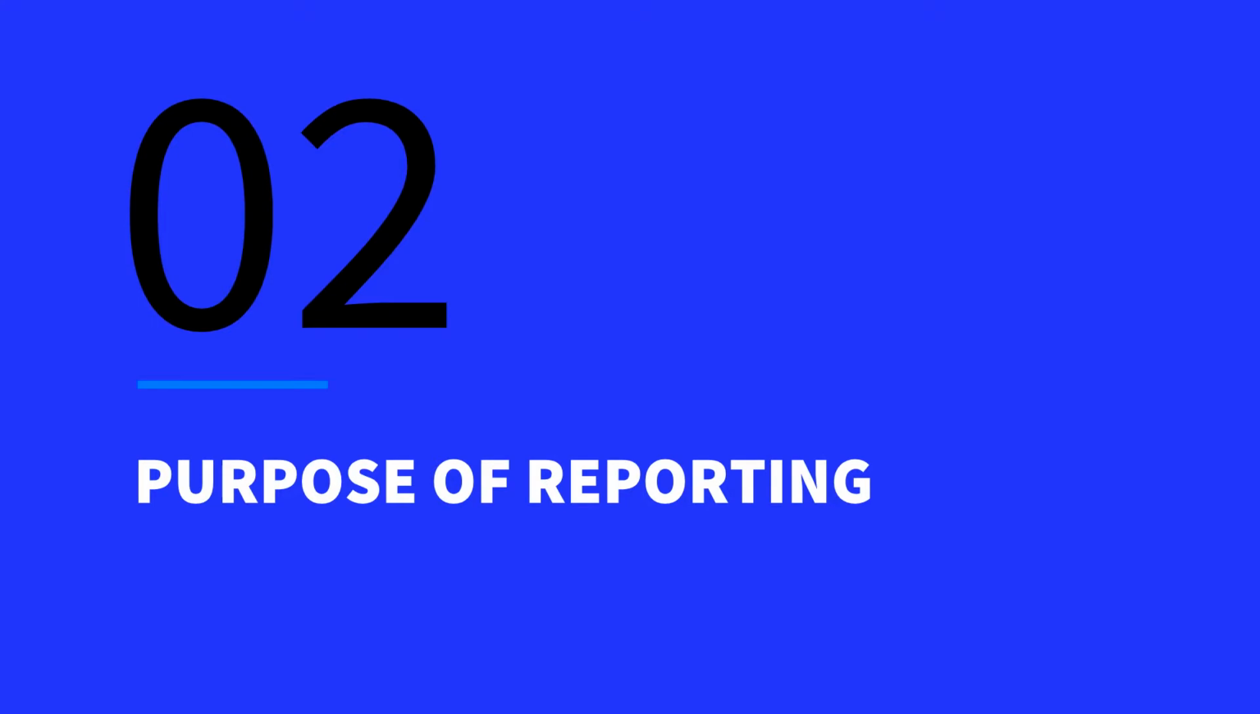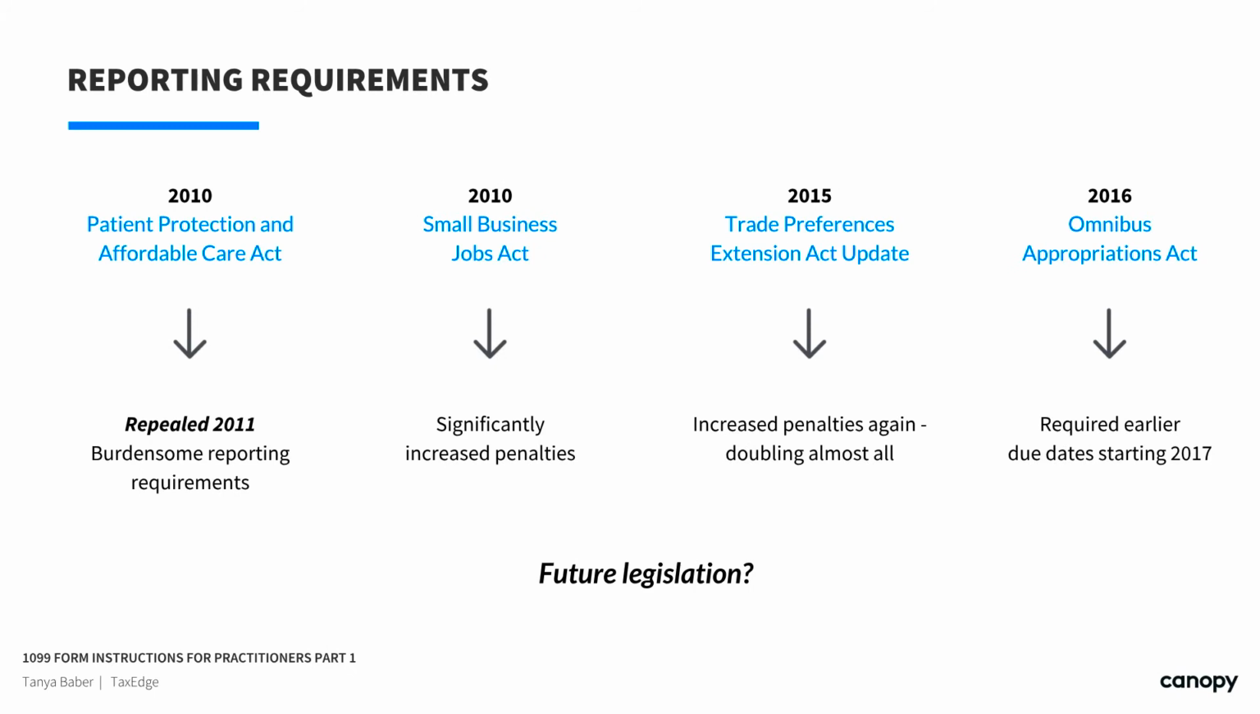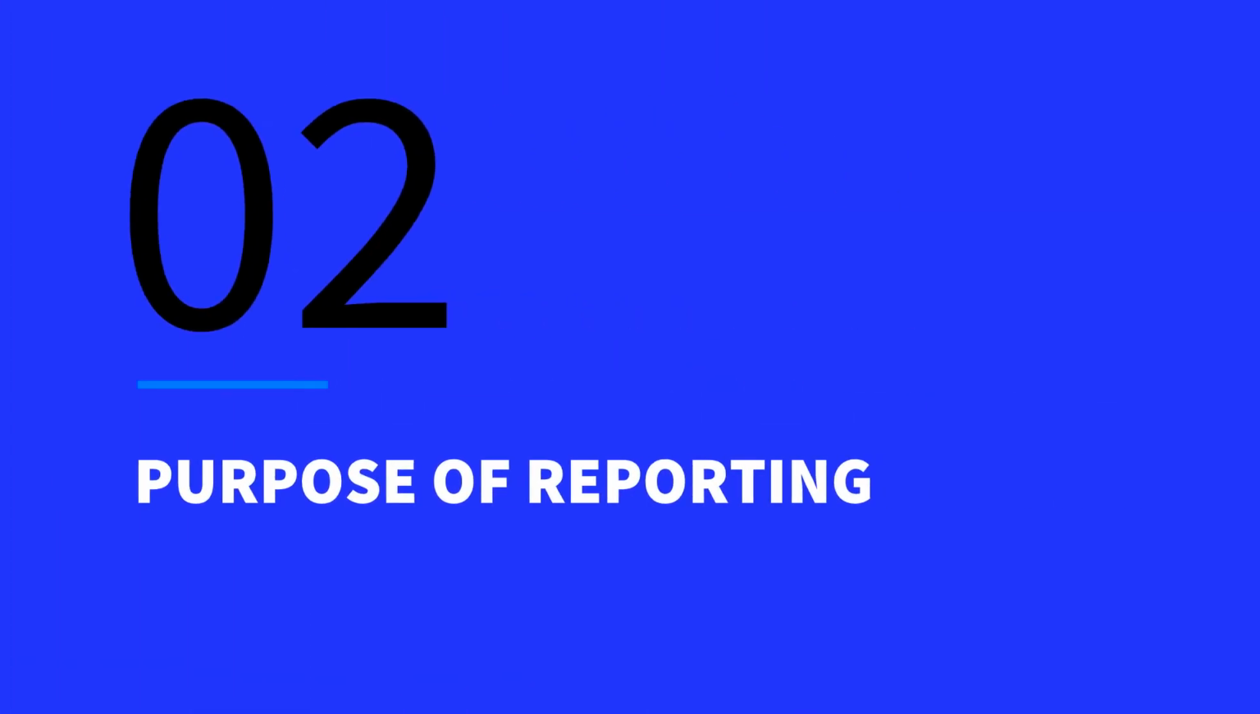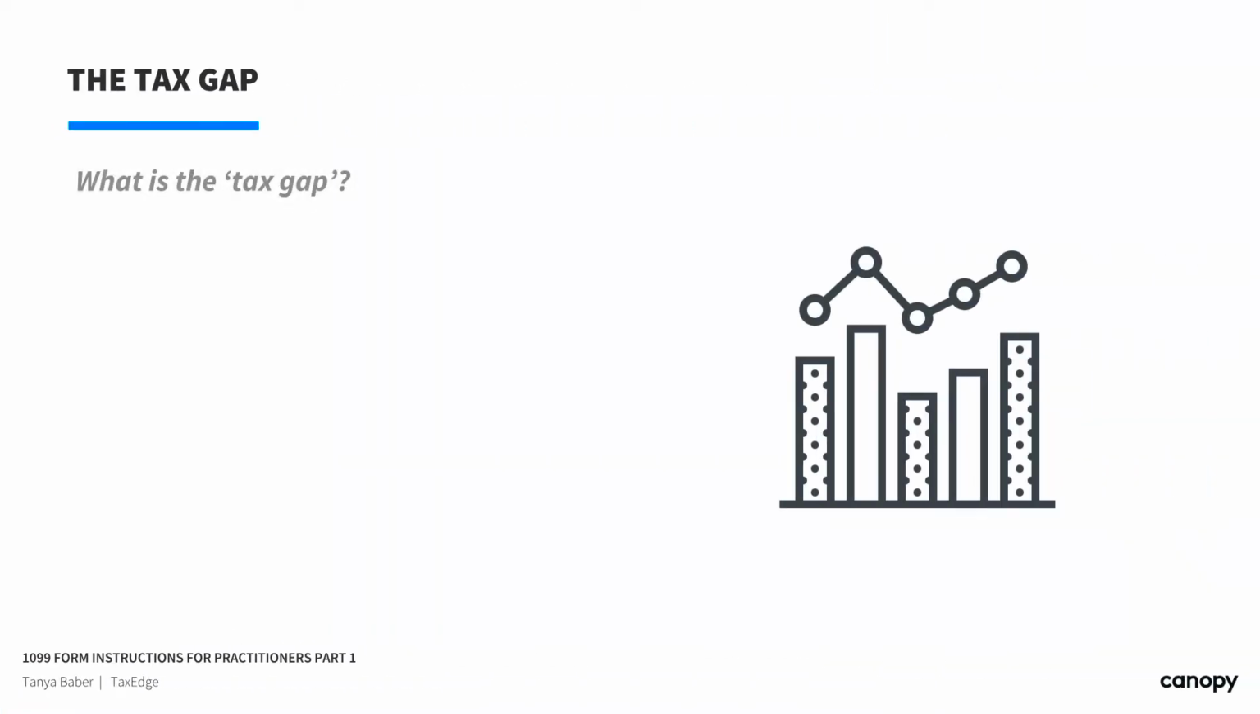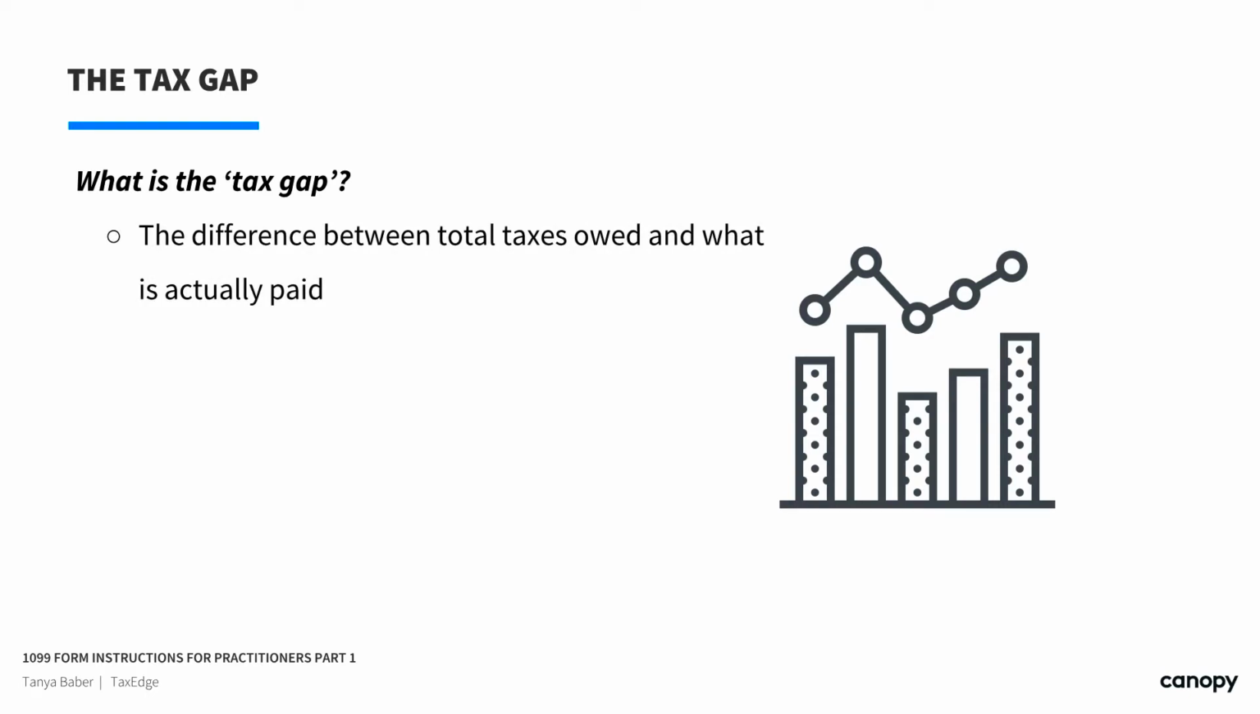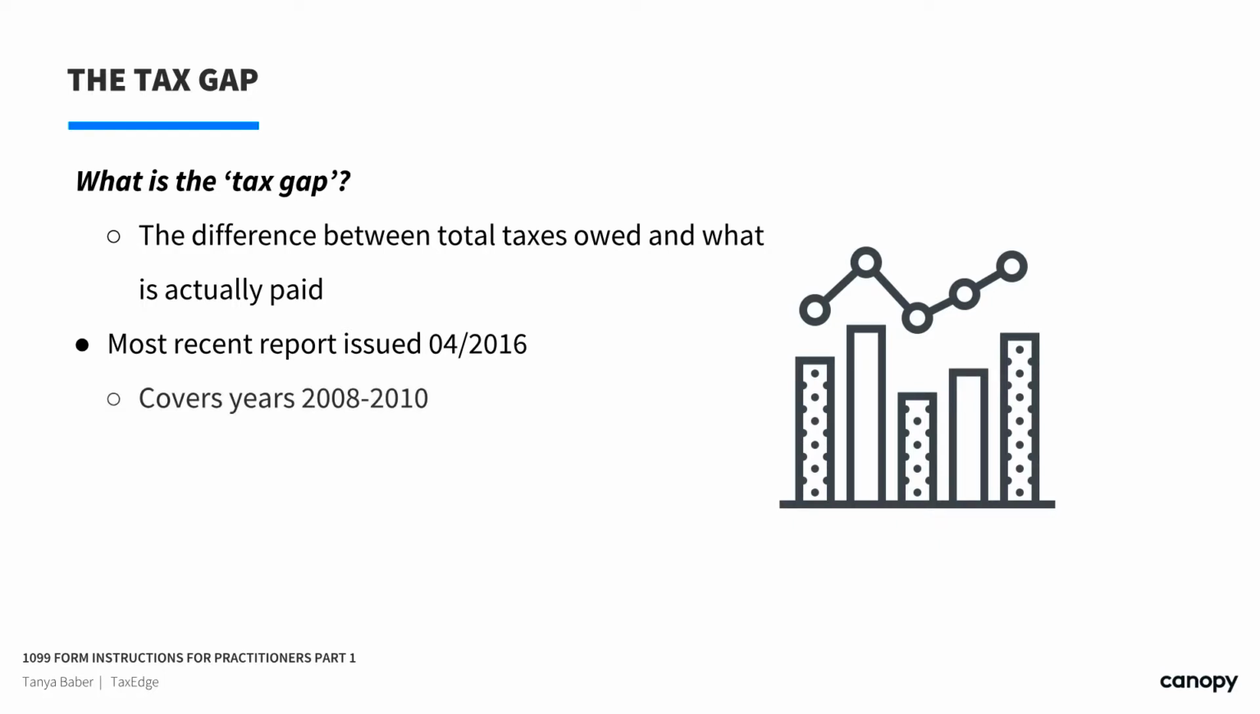Well, we have to take a step back and talk a little bit about something called the tax gap. So what is this thing called the tax gap? It's the difference between the total taxes owed and what actually is paid. The most recent report we have is from 2016. They do this only about every decade or so because it is a pretty major undertaking. It covers the years 2008 through 2010 in this last report they did. But the idea is, okay, let's just look at what that looks like.